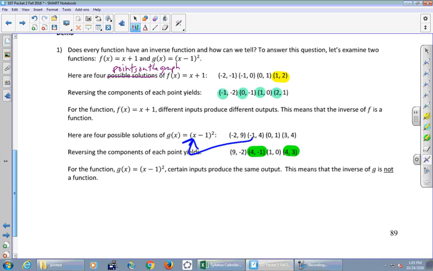So we had 2 different things that got sent to 4, and when we reverse the components, we got 4 going to 2 different things. So we don't have a function in this case. Certain inputs produce the same output. That means the inverse of g is not a function.